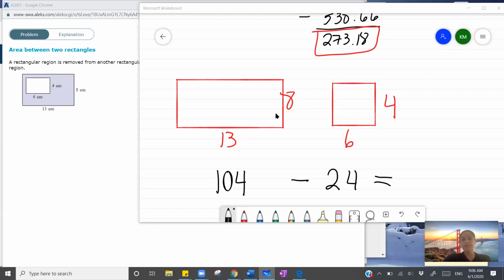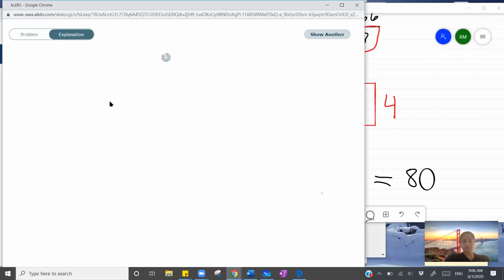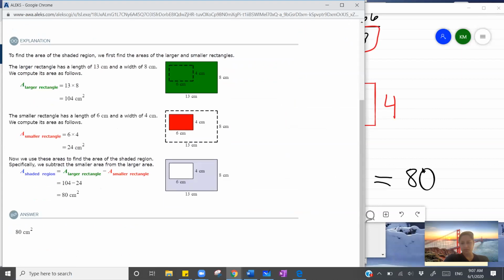All right, so for the larger rectangle, I got 104, and for the smaller rectangle, it's 24. We subtract those, and our final answer should be 80 square centimeters.